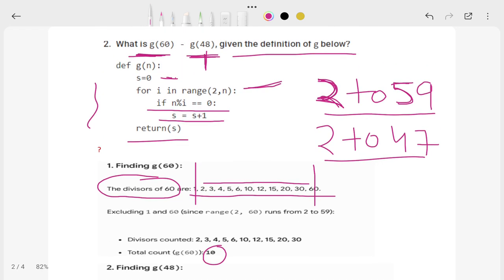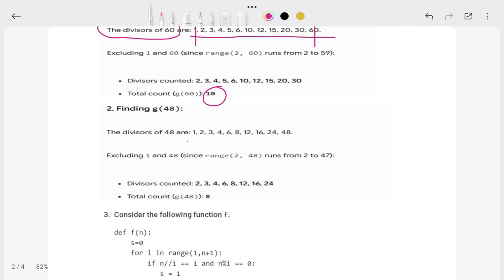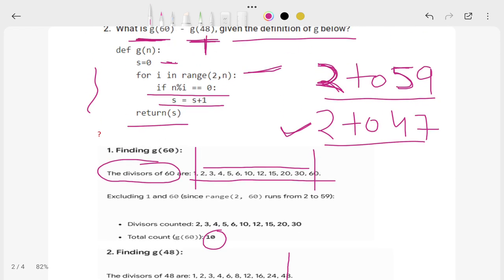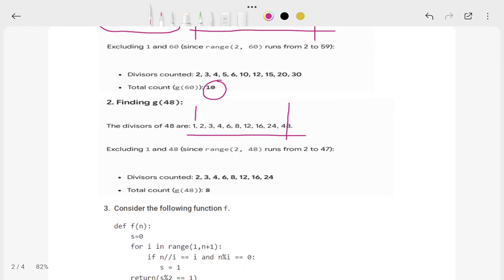Okay, now second we are working for 48. So how many divisors for 48? Total divisors are 1, 2, 3, 4, 6, 8, 12, 16, 24 and 48. But you know that 48 it will never be considered because your loop is working from 2 to 47. So we have to remove 48. Similarly we have to remove 1 also because our loop is working from 2 to 47.